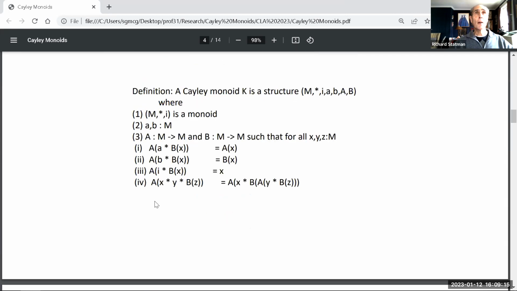Coming back to these slides, you see these four axioms are about those functions. So the function associated with little a returns capital A of X. The function associated with little b returns capital B of X. The identity is the identity. That's just simply saying that A is a left identity for B. And it's a homomorphism with respect to the product in the monoid. Nice, symmetrical, easy axioms.